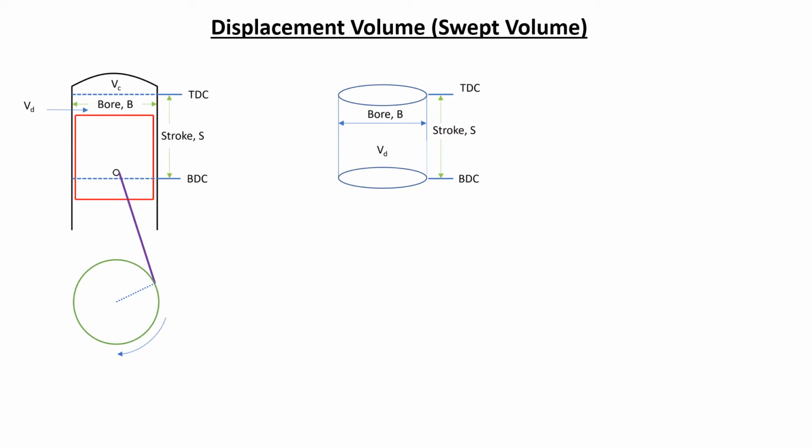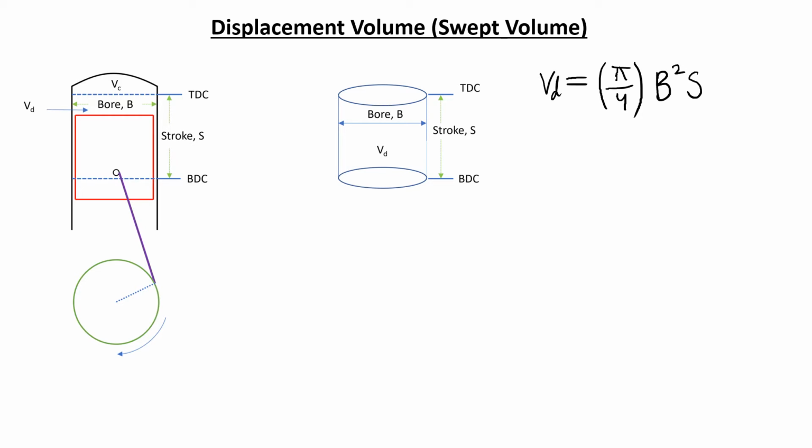V sub D equals parentheses pi over 4 times bore squared times the stroke. So this is the displacement volume for one cylinder.